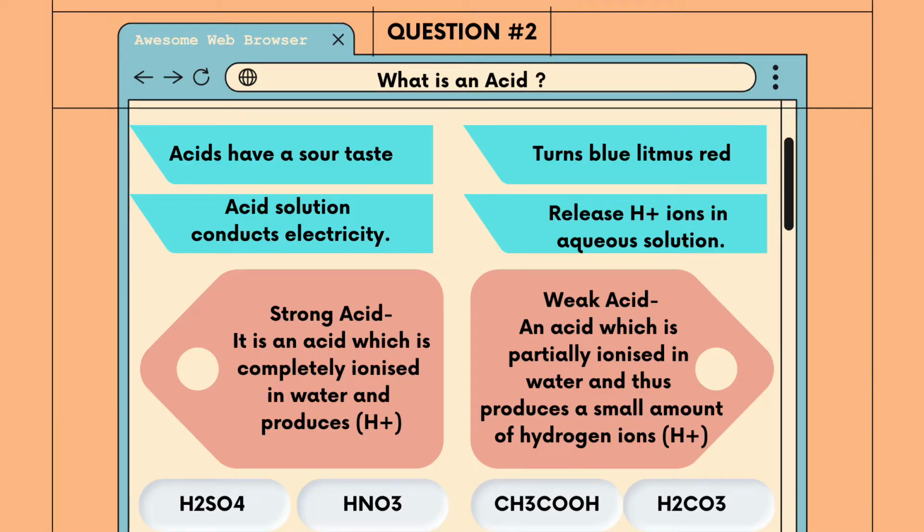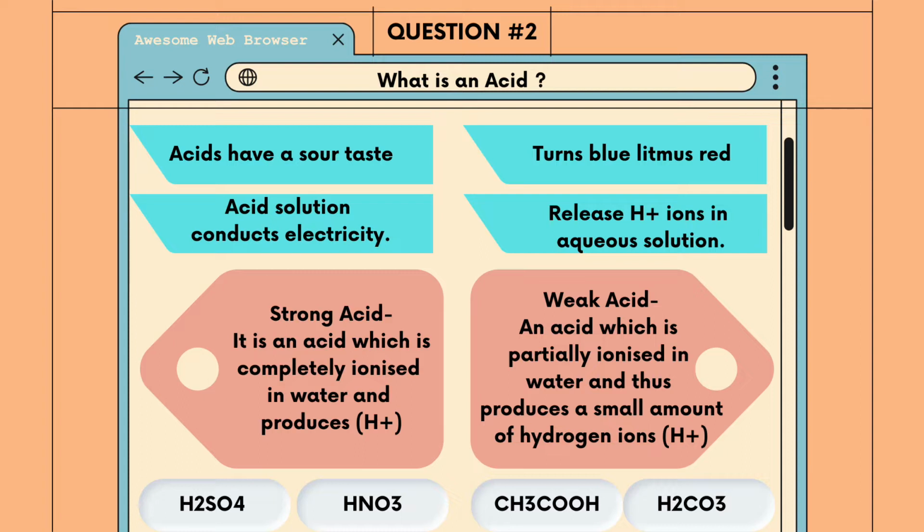What is an acid? We must remember that acids have a few typical characteristics, like acids have a sour taste, they turn blue litmus red, an acid solution conducts electricity, and it releases H+ ions into an aqueous solution. An acid, which is completely ionized in water and produces H+ ions, is called a strong acid.